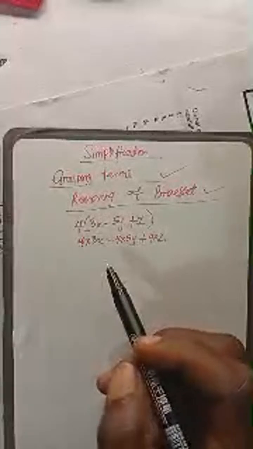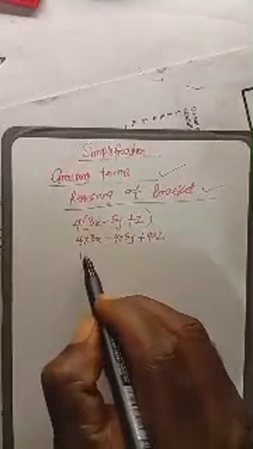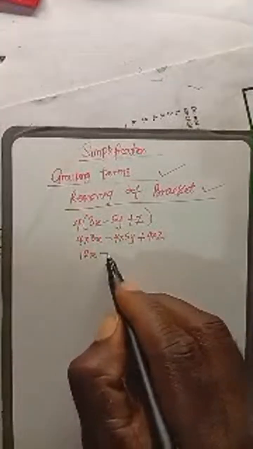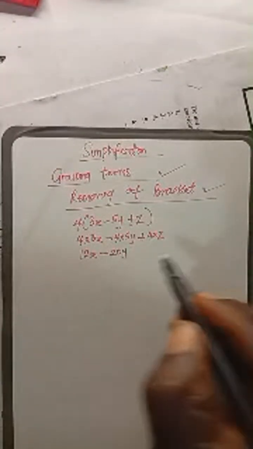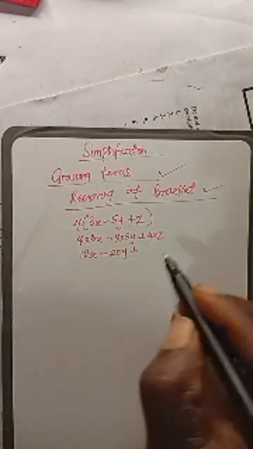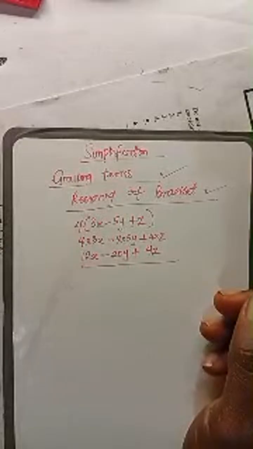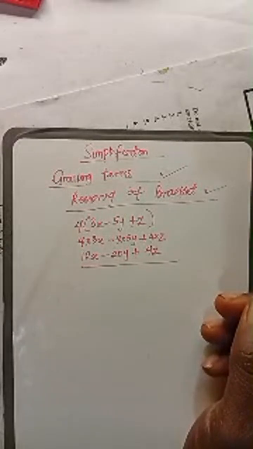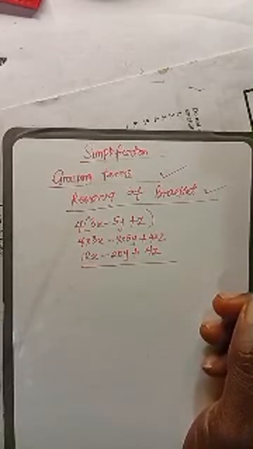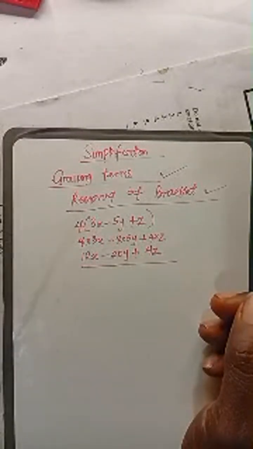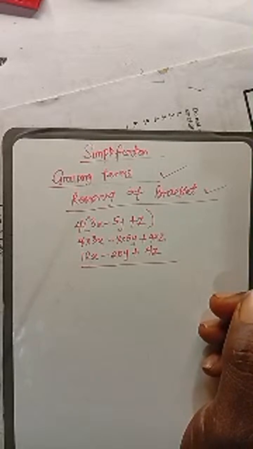So the 4 will multiply all the values inside the bracket, which gives us 12x minus 20y plus 4z. So this is how we remove a bracket. In so many cases like that, that is how we do it. So we still have another question here, the way to remove a bracket.